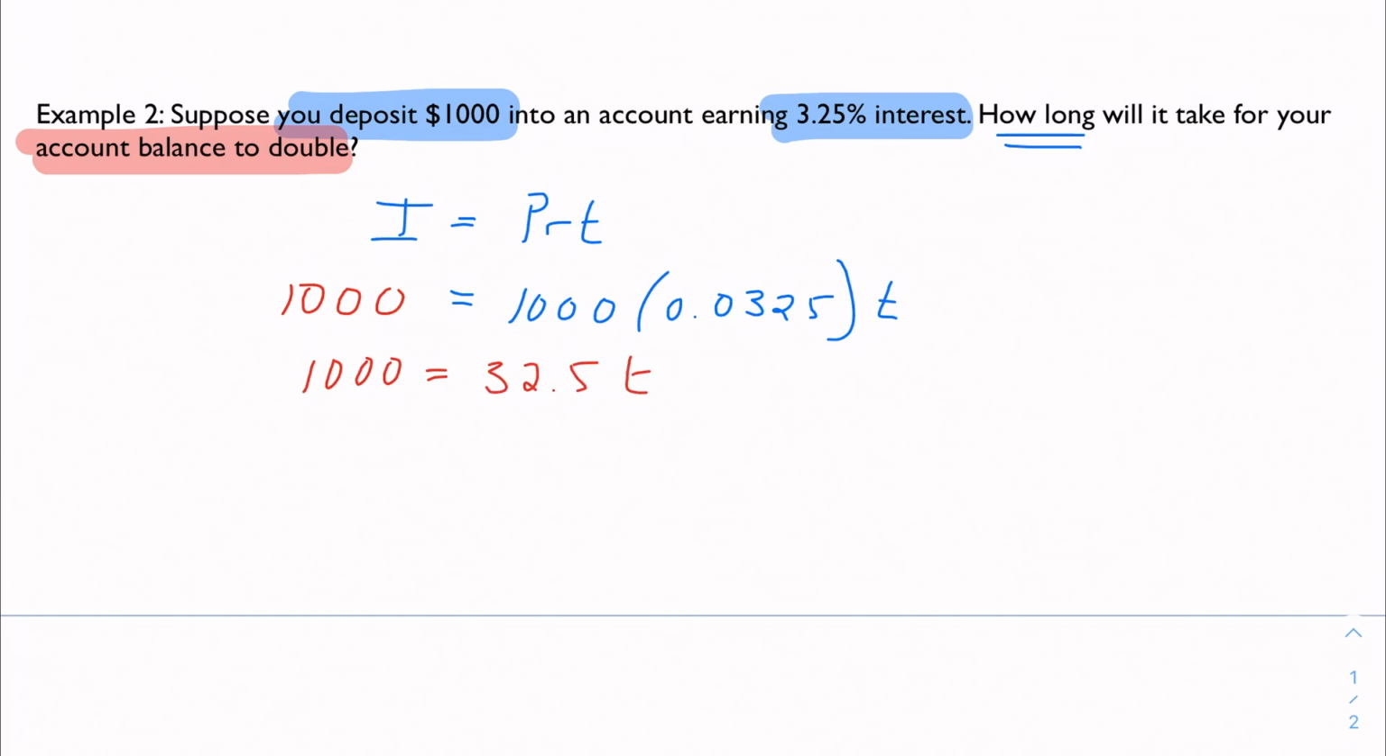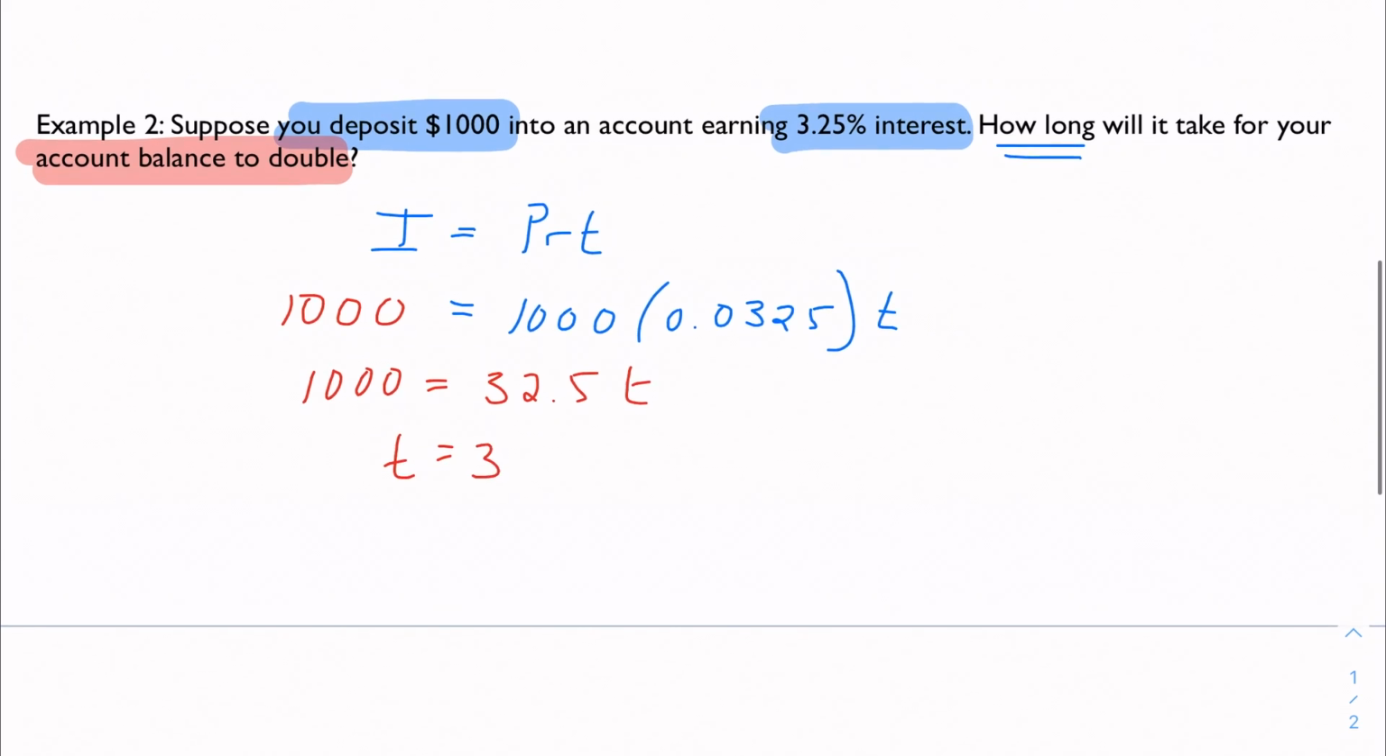So I'm just going to divide, and I get 30 point, we'll call it 30.8 years. And you might be saying to yourself, wow, that's a lot of time. And it is, and believe it or not, a lot of interest rates on savings accounts are not nearly this high. So it would even take a lot longer.